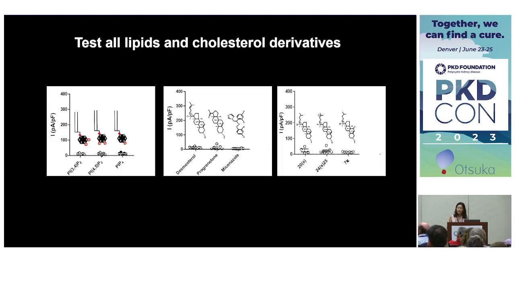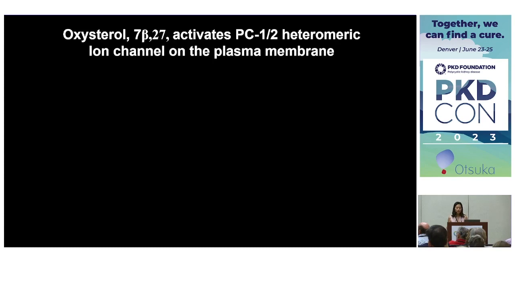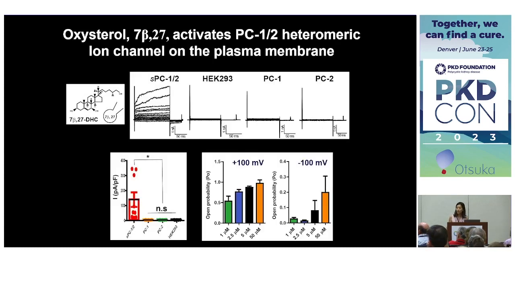So we injected those PIPs, cholesterols, and oxysterols into the cytoplasm and then recorded the polycystin complex activity. It was still silent until we found 7-beta-27 DHC. With this one, we were able to detect the channel activity of the wild type in the plasma membrane for the first time. Here's what the quantification looks like. Oxysterol 7-beta-27 activates the polycystin complex in the plasma membrane in a dose-dependent manner.